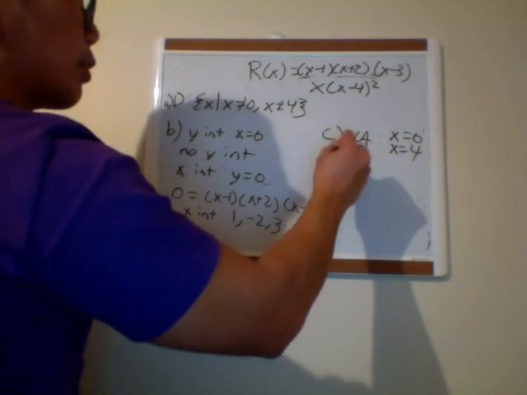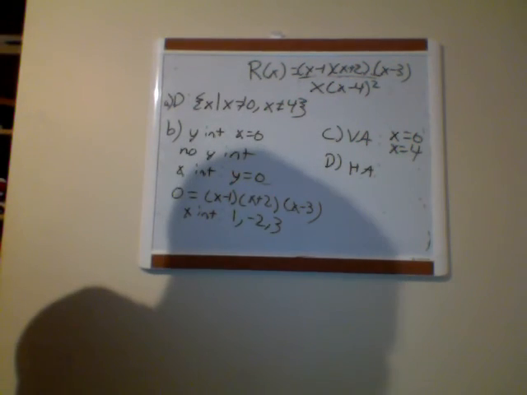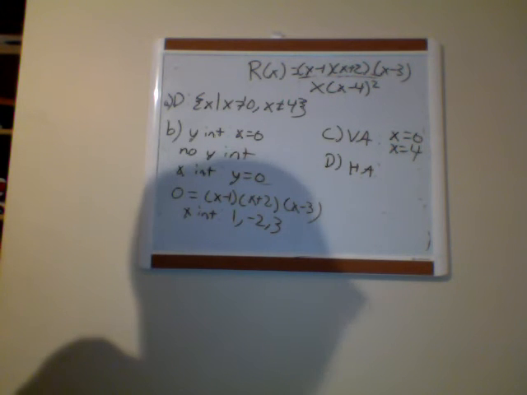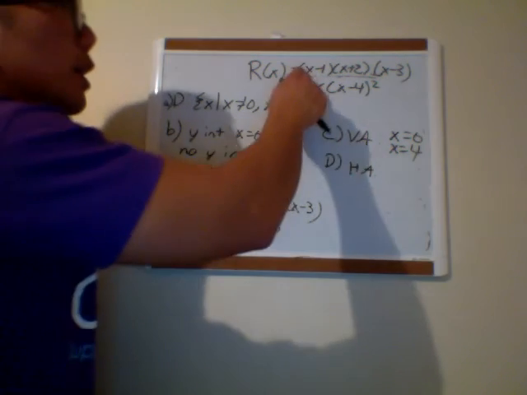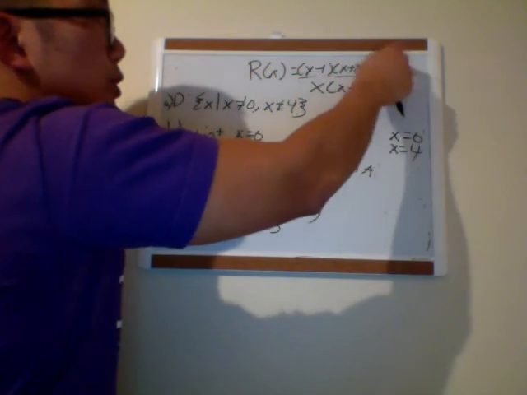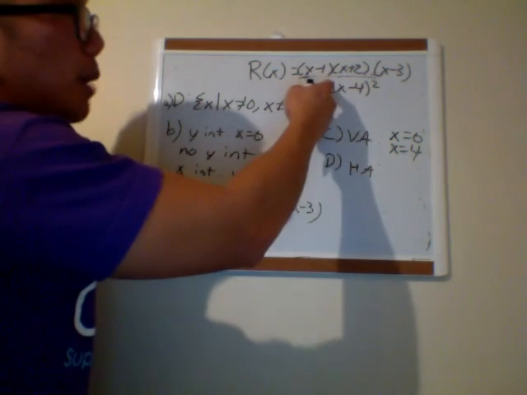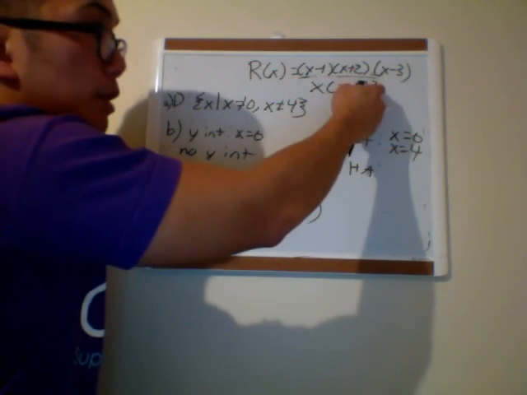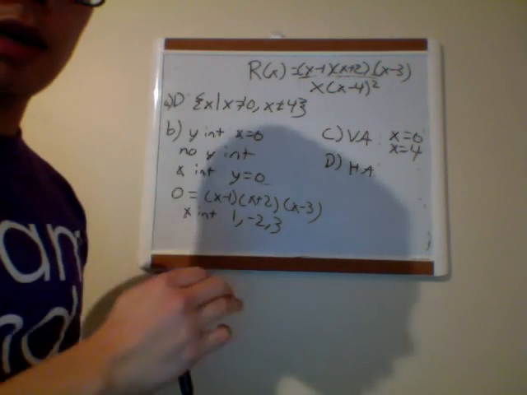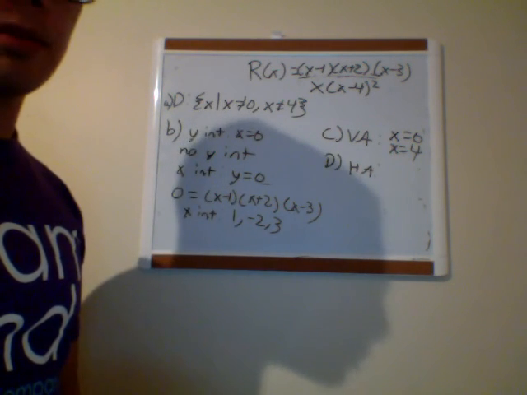And then D, my horizontal asymptotes. Now, you have to think about this. What are the degrees of my numerator and my denominator? Well, for the numerator I have multiplicities of 1, 1, and 1. So my total degree is 3 on the top. Then on the bottom, I have a multiplicity of 1 and a multiplicity of 2 here. 1 plus 2 is 3. So actually the degrees for the top and the bottom are the same. I have a degree of 3 on top and a degree of 3 on the bottom.